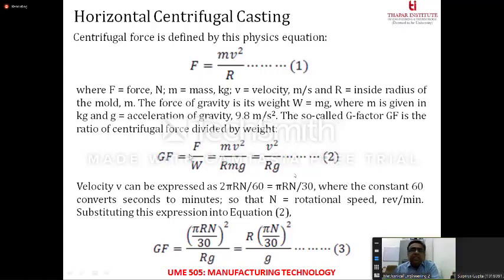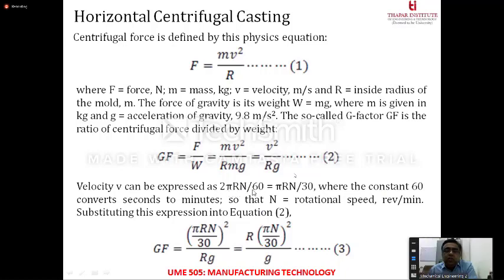The G factor is given as F divided by the weight of the casting. F is equal to mv square by r and W is equal to mg. So the G factor is equivalent to v square by rg. Now what is velocity over here? Velocity is 2 pi rn by 60. Dividing 2 by 60, we have pi rn by 30, where this 60 converts the speed from seconds to minutes. So now we know what the value of n is.